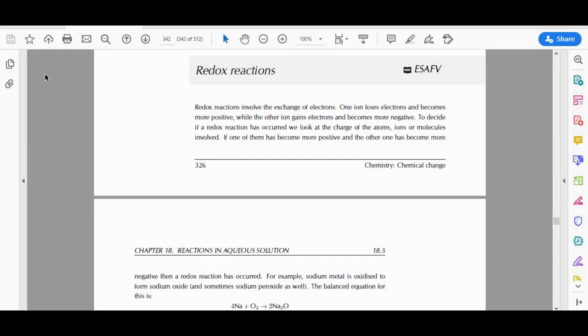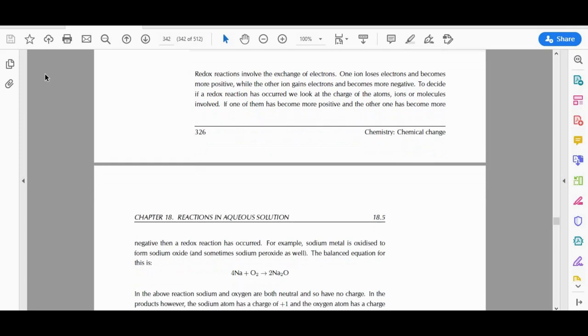Cool. Now we need to decide, and this is how we do it. To decide whether or not a reaction is redox, we need to take a look at the charge of the atoms, ions or molecules. If one of them has become more positive, then we know that one lost an electron, and if one has become more negative, then we know the other one has gained. If we see that, then we know a redox reaction definitely has occurred.